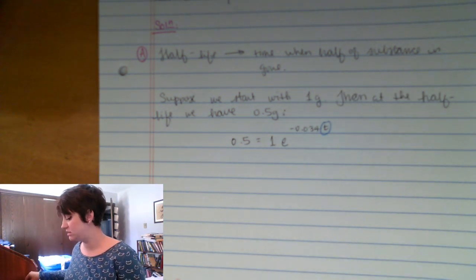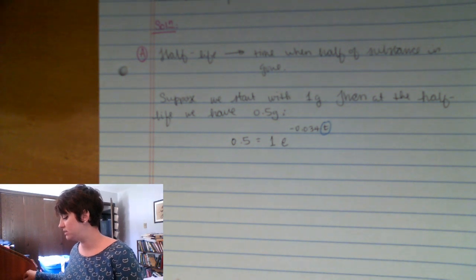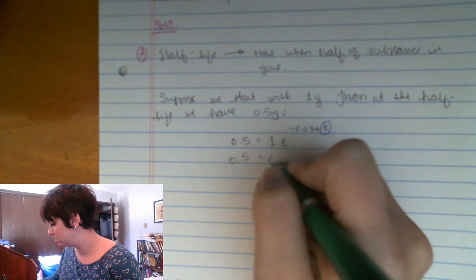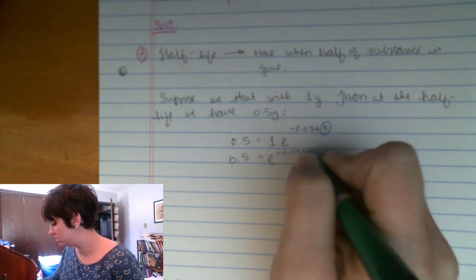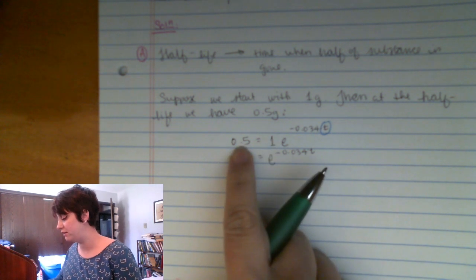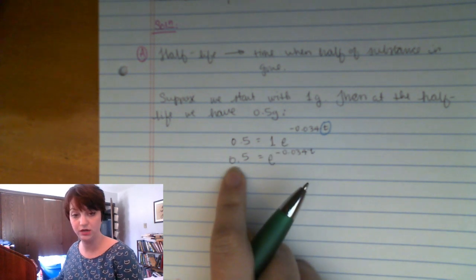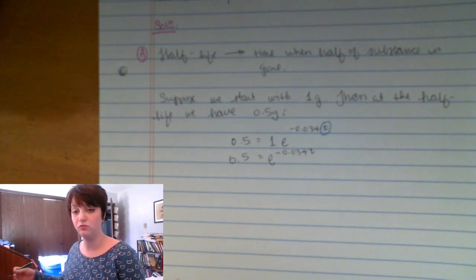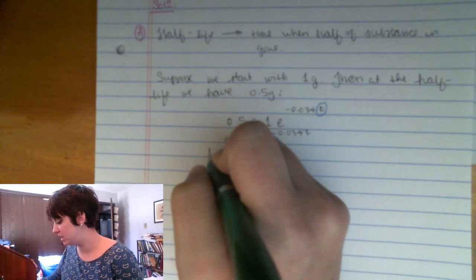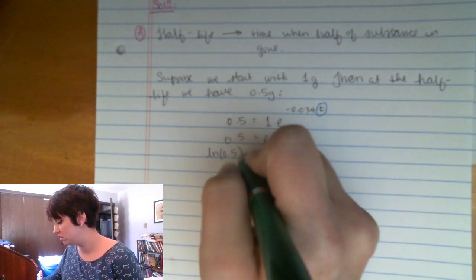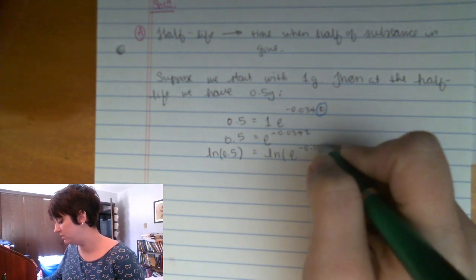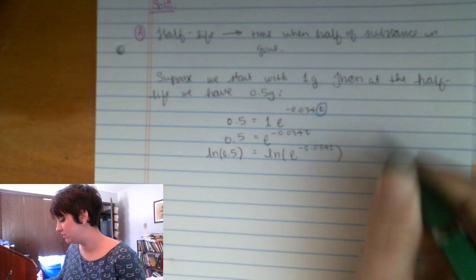We kind of did this, right? So let's isolate. I don't actually need that 1 here. Notice, if you had had 10 and 5, when you divide 10 over, you still would have ended up with a half. That's why it doesn't matter what starting amount you choose. All right, take a log of both sides. So natural log of 0.5 is the natural log of e to the negative 0.034 t.